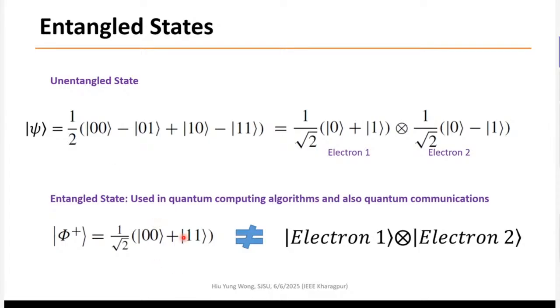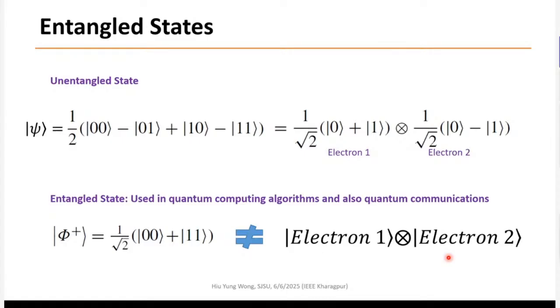However, there are some states, for example, this one, 0,0 plus 1,1. No matter how you transform the coordinates, you won't be able to factorize it. This is one of the special cases called the Bell state. But the important thing is that I cannot describe this combined system by individually describing 2 electrons.